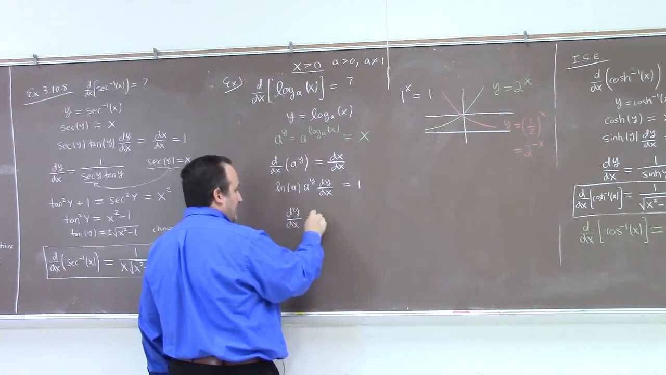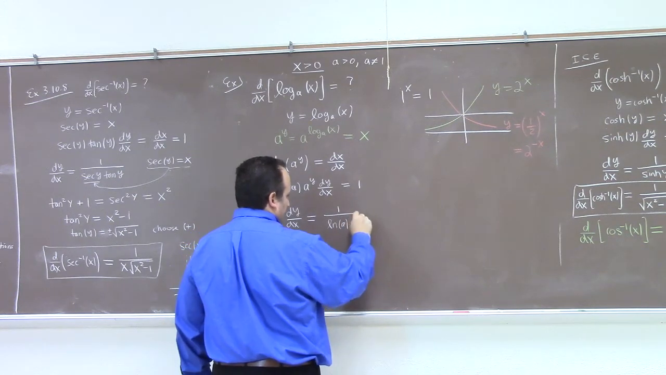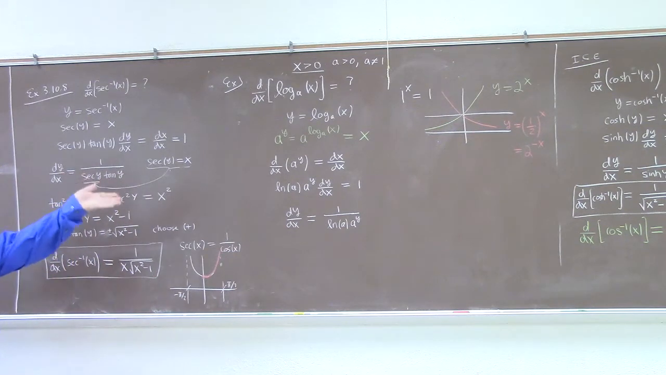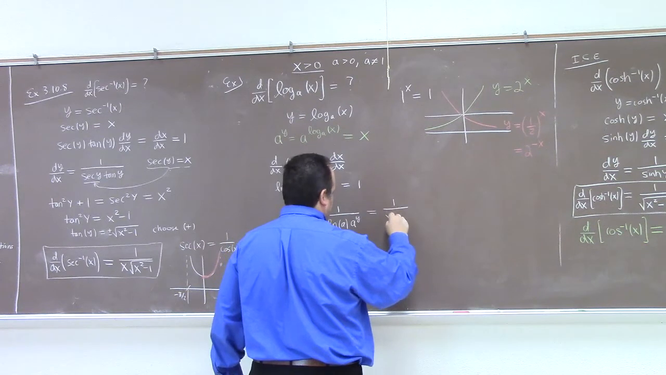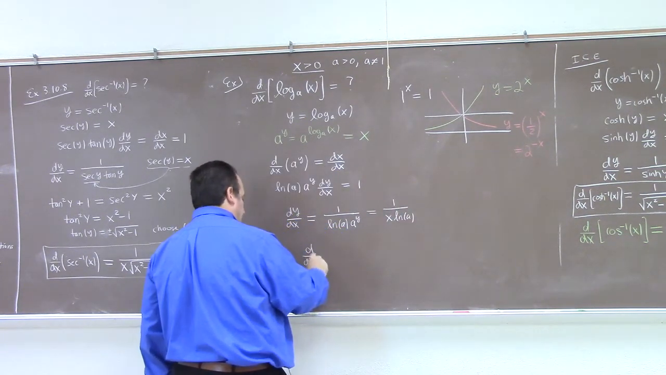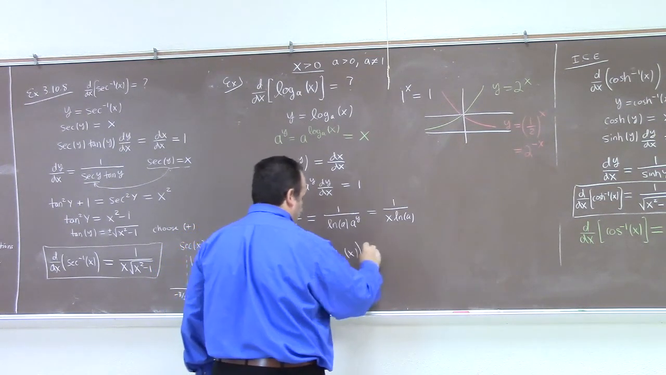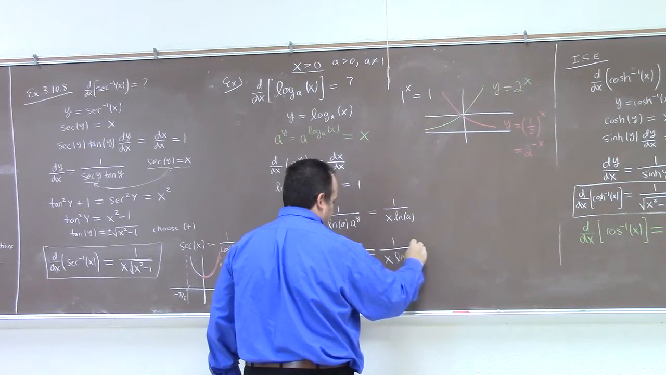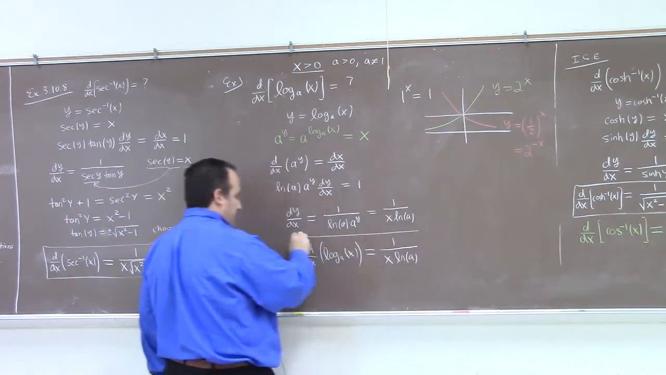So we solve for dy/dx. No pesky square root or anything like that here. This one's nice. Log a times a to the y, but of course a to the y is equal to x. So what do we have? We've got 1 over x log a. In other words, d/dx of log base a of x is equal to 1 over x times the natural log of a. There you go. So that's how that goes.